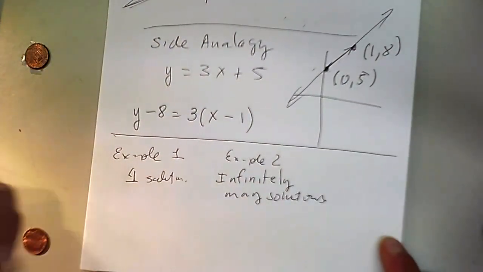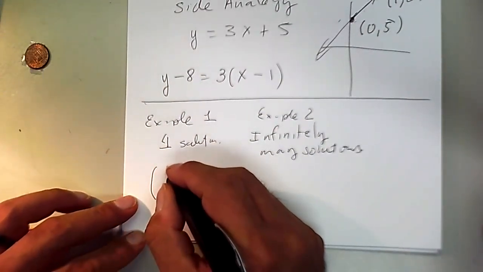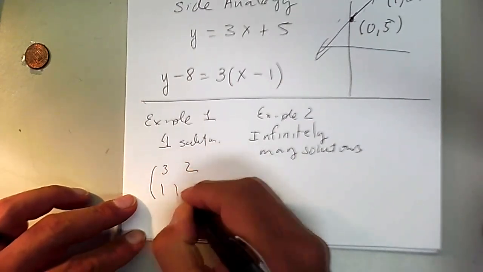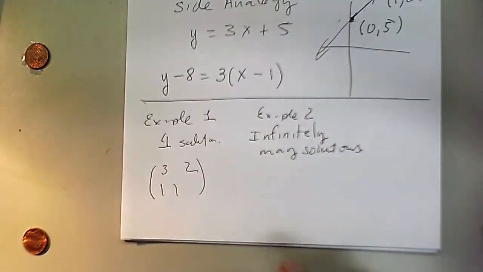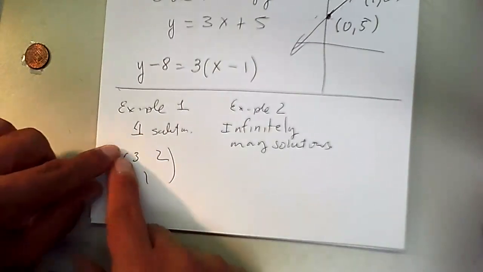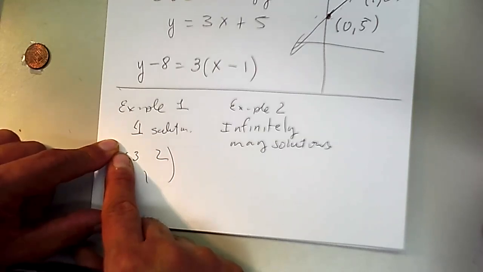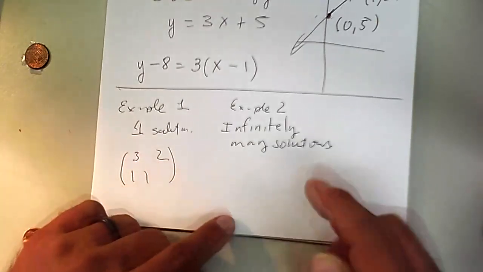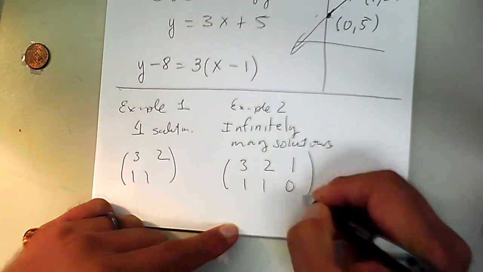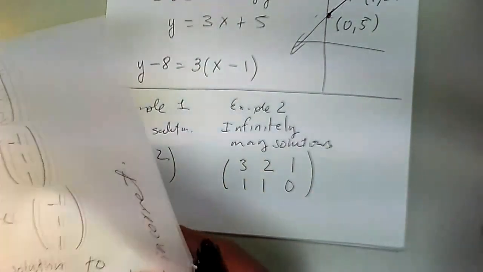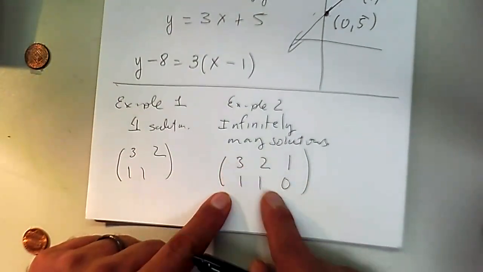So example 2 has infinitely many solutions. Notice that in example 1, the matrix was nice and square: 3, 2, 1, 1. It gets a little tricky because there are many kinds of examples. We were able to obtain the inverse by the Gauss-Jordan elimination method. This one, 3, 2, 1, 1, then we added things to it. Let me double check that that's what we added.